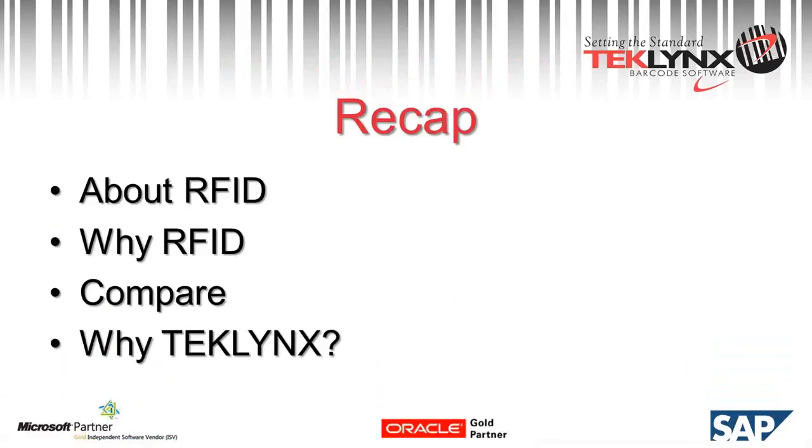All right, so let's spend a minute recapping what we talked about today, and then get into the question and answer session. So we started by sharing with you information about RFID, not only the very technical definition, but we tried to make it a little more understandable, and we talked about the different kinds of RFID with active, semi-passive, and passive. We then tried to illustrate in a tangible business benefit method why a company may want to use RFID. We then compared the traditional technology of barcoding versus RFID, and then we shared with you how and why TEKLYNX can help. So that's what we talked about today.